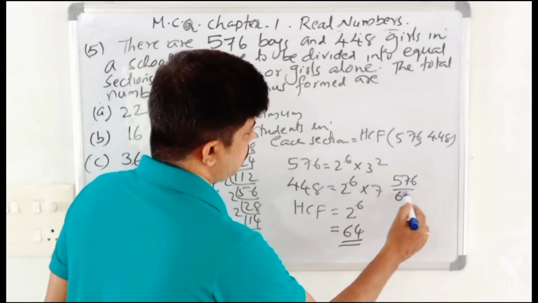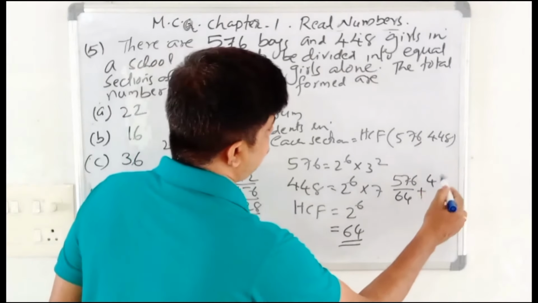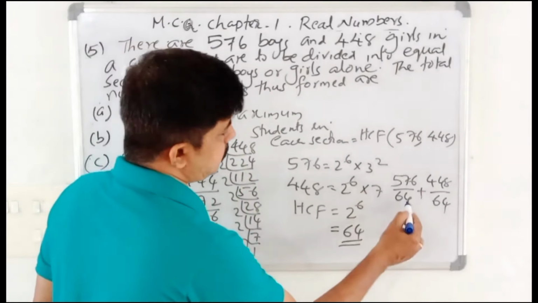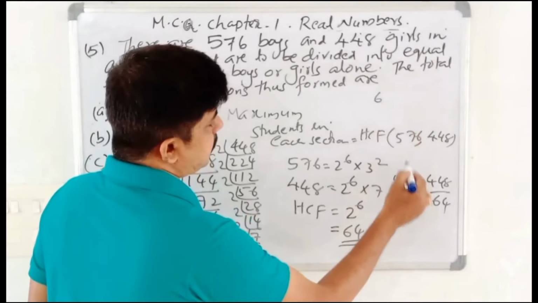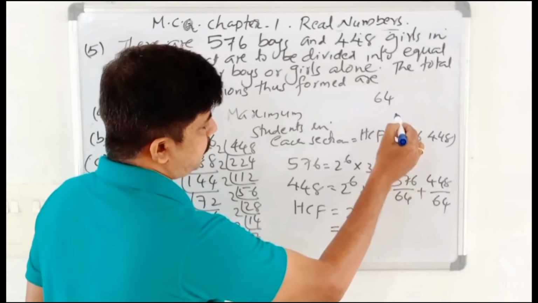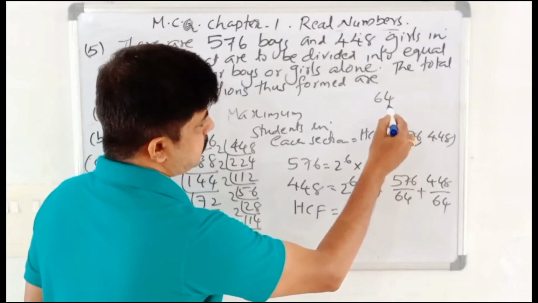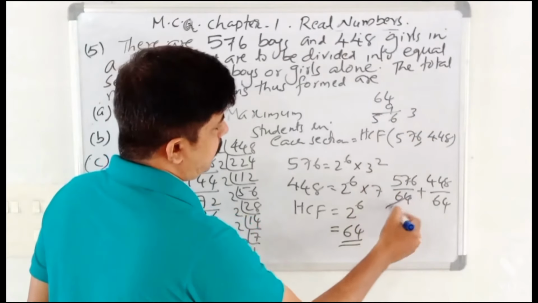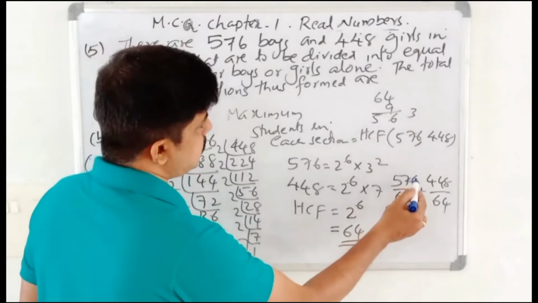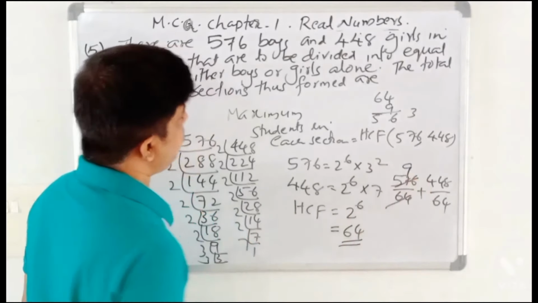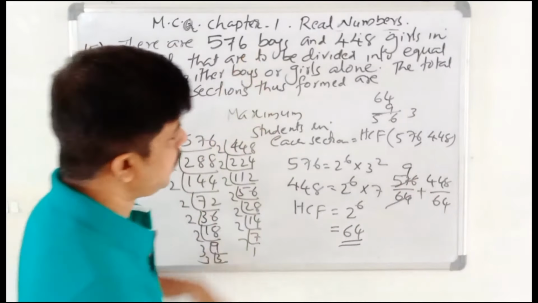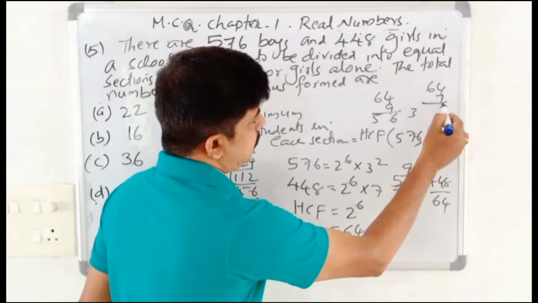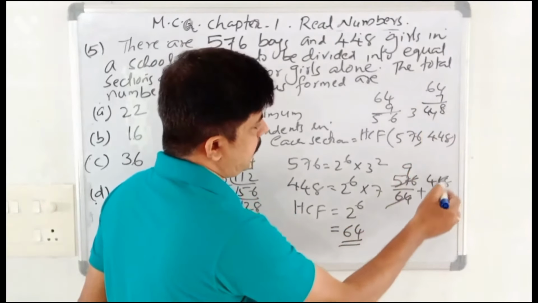576 divided by 64 plus 448 divided by 64. How many times does 64 go into 576? 9 times. Okay, therefore for the 576 boys we have 9 sections. Boys, 9 sections are there. For girls we have 64 into 7. Okay, girls sections we have 7.